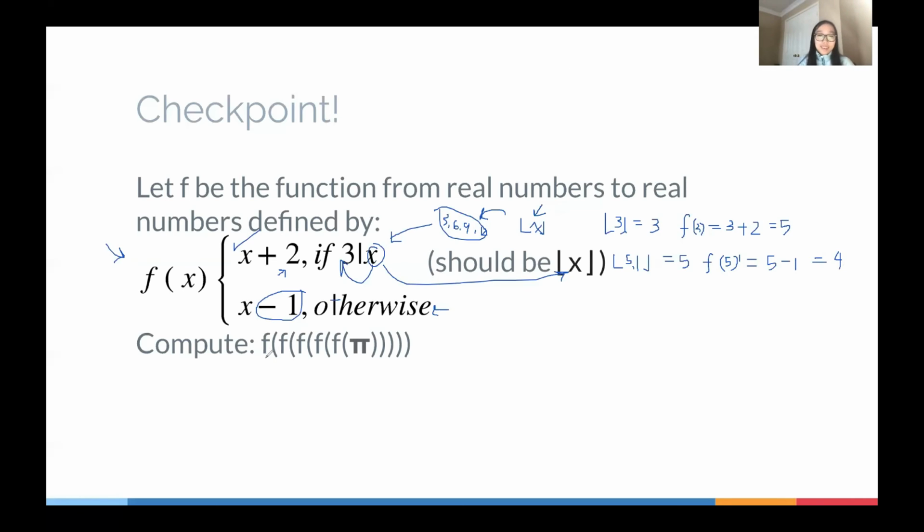And now what we're trying to find is we're trying to compute f of f of f of f of f of pi. Wow, who decided to put all these f's here? I wonder. And we know that pi is roughly 3.1415 dot dot dot. It doesn't really matter, you can just use 3.14, that's fine. So we're trying to compute f of f of f of f of f of pi.